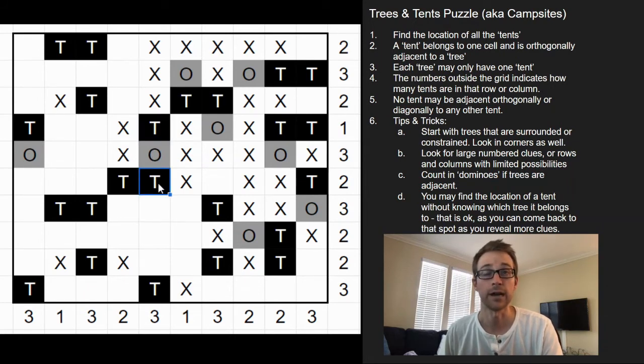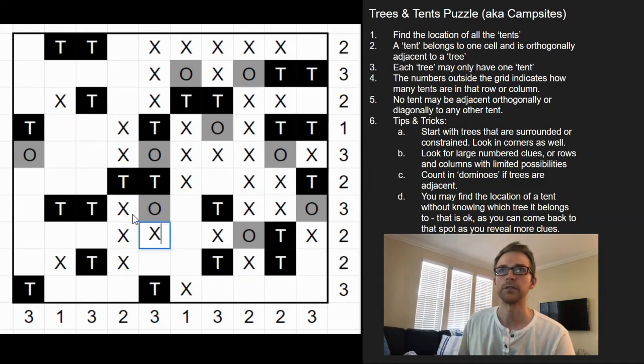This tree does not have a tent, and therefore this is forced to be a tent because it can't have one here, can't have one there. This one does not belong to it, therefore that's the only spot available. That's that. We can X all of these out.